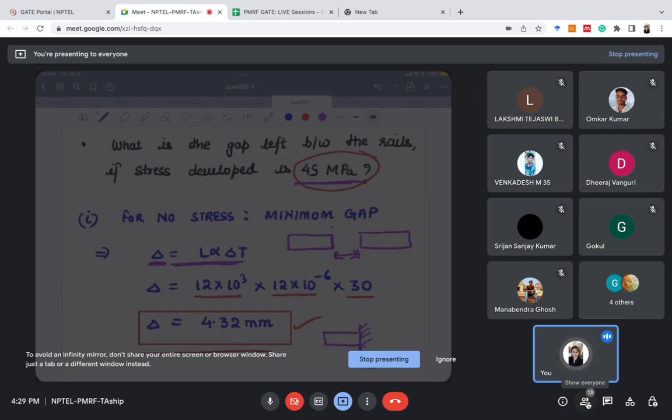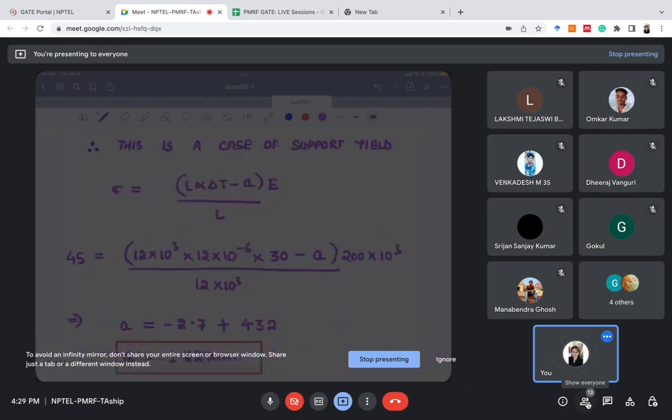So we can simply use the yielding of support formula, which is (L alpha delta t minus a) E by L. You'll remember all the formulas, but you should know where to apply them. That was the important thing in this case. I hope it is clear. Or you can read it again, or see the video again, or note it down, and if it is not clear, then I'll explain it in the next class also.